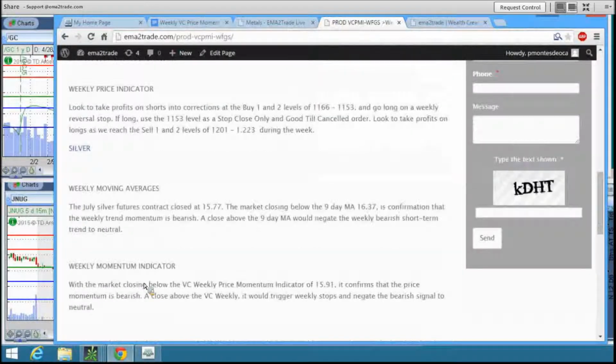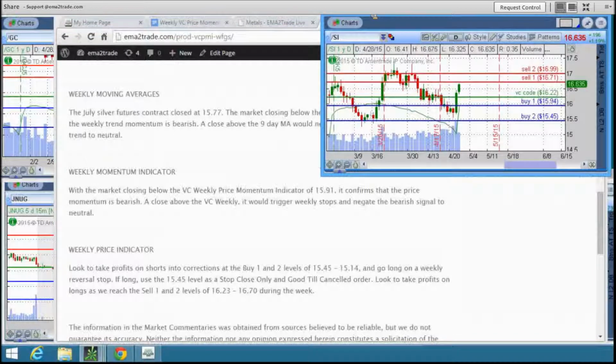And if we came in basically with the market closing below the VC weekly momentum indicator of 1591, being that we closed on Friday at 1577, the momentum was slightly bearish, but it also told you to keep an eye. If it closes above 1591, this bearish signal would be negated. So the algorithm always gives you an alternate count that would negate the previous count and would go neutral.